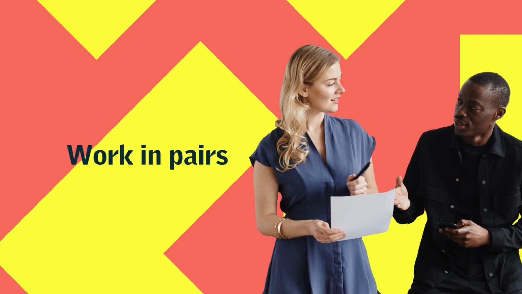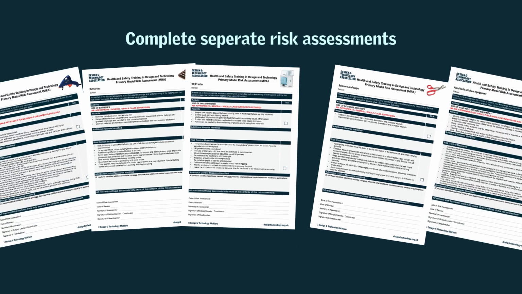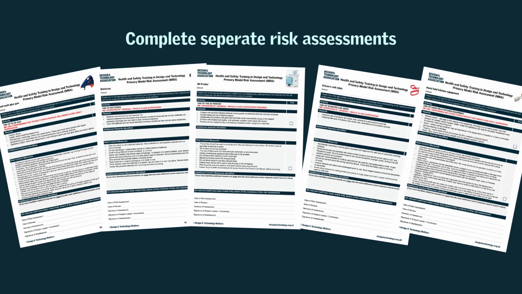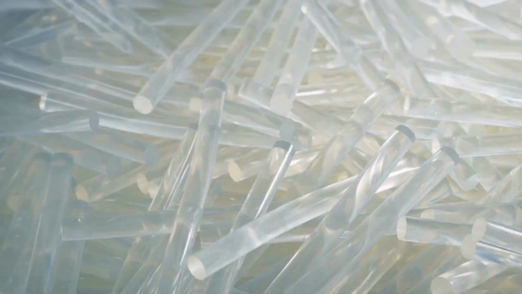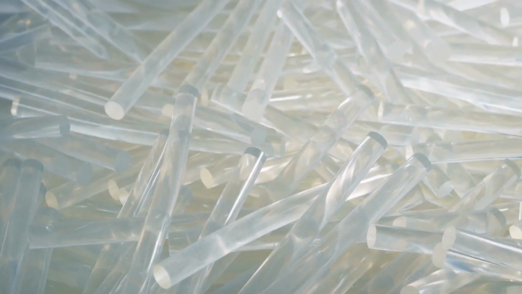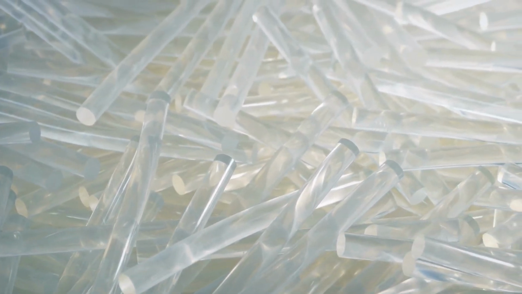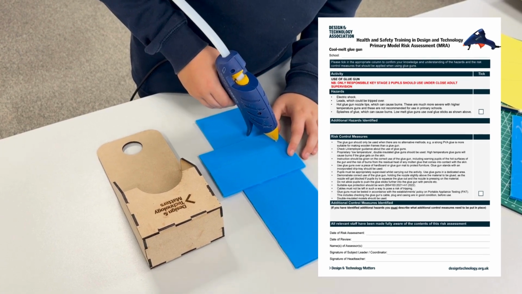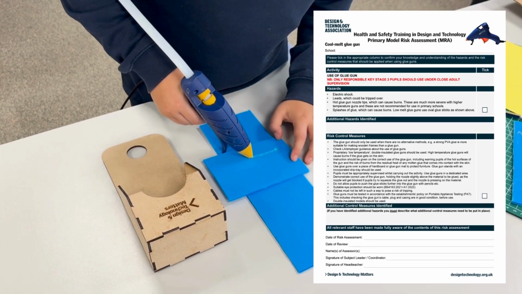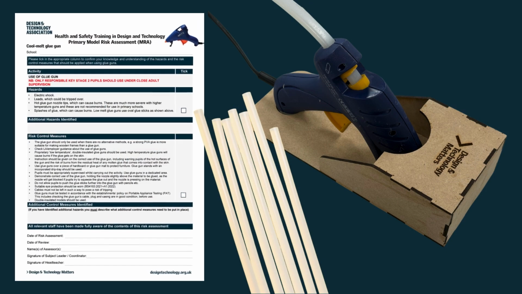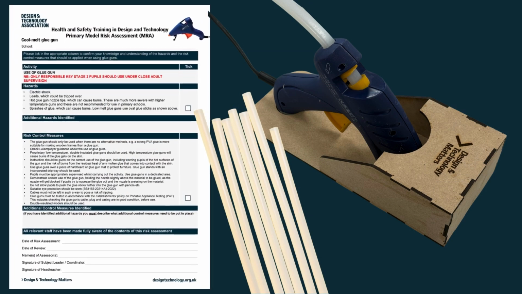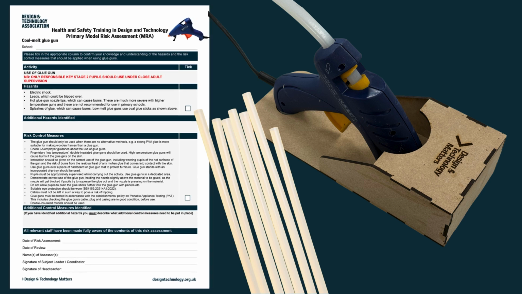It's appropriate to complete separate risk assessments for the different tools and pieces of equipment to highlight specific hazards and control measures. As an example, you may want to consider the use of glue guns in your school and how you can adopt and adapt a model risk assessment to complete your own risk assessment on the safe use of glue guns. This form can be used as a template for adopting and adapting model risk assessments.